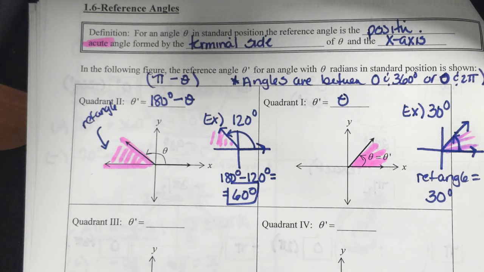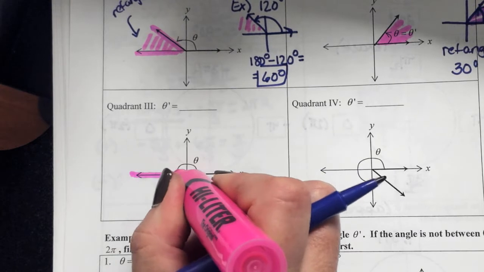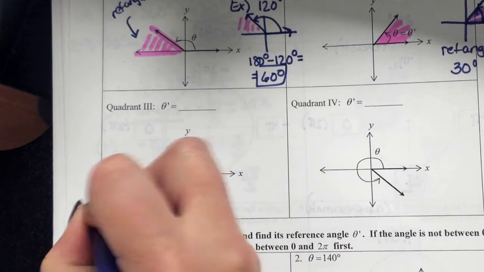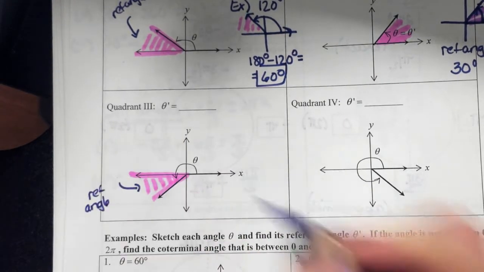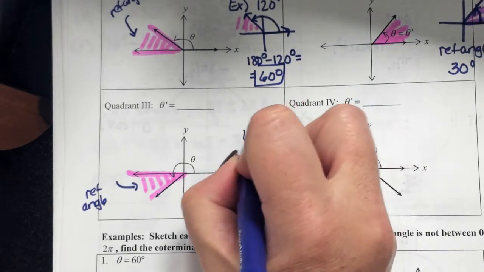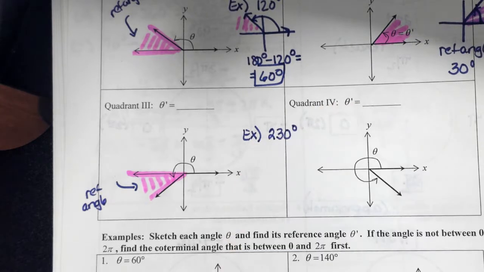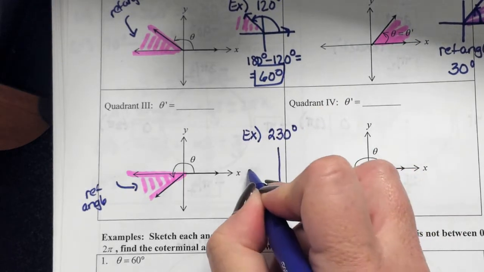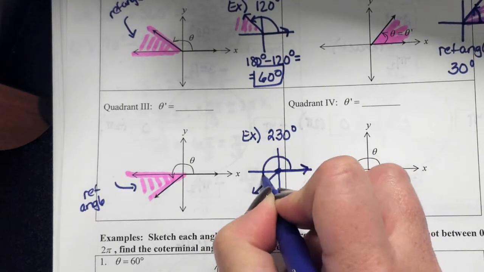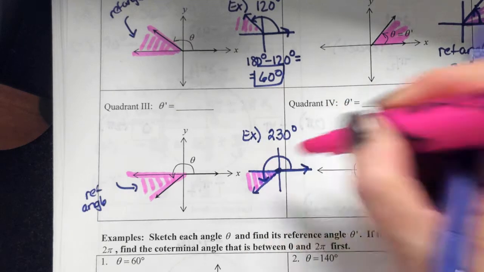So now let's go down into quadrant 3. My reference angle, remember, is always the distance between the x-axis and the terminal side. This is your reference angle. So for example, if I want to find the reference angle of 230 degrees, well, if I sketch 230 degrees, I have an angle down here in quadrant 3. This is the angle that I'm trying to find.